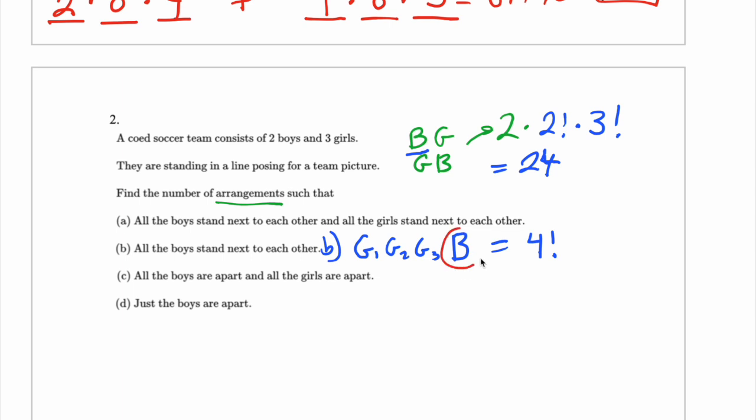But then the boys could be left, right, or right, left. So there's 2 ways to arrange those boys. And that gives you 48 possibilities.